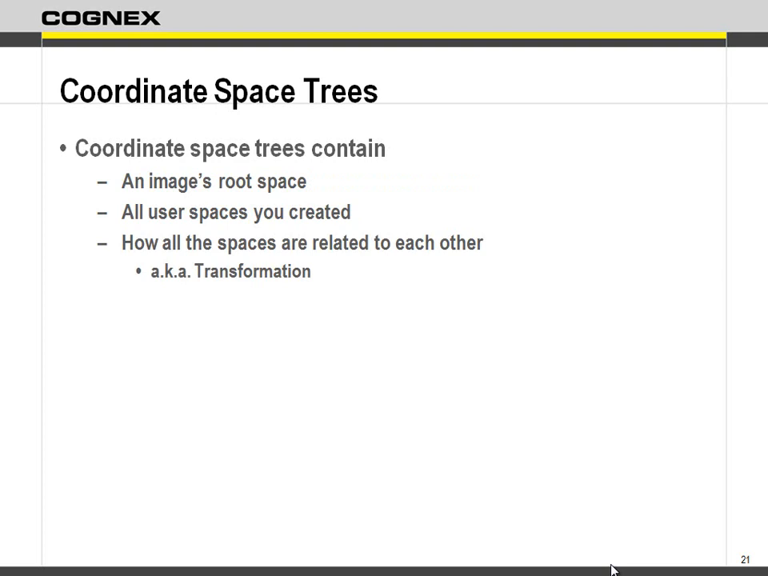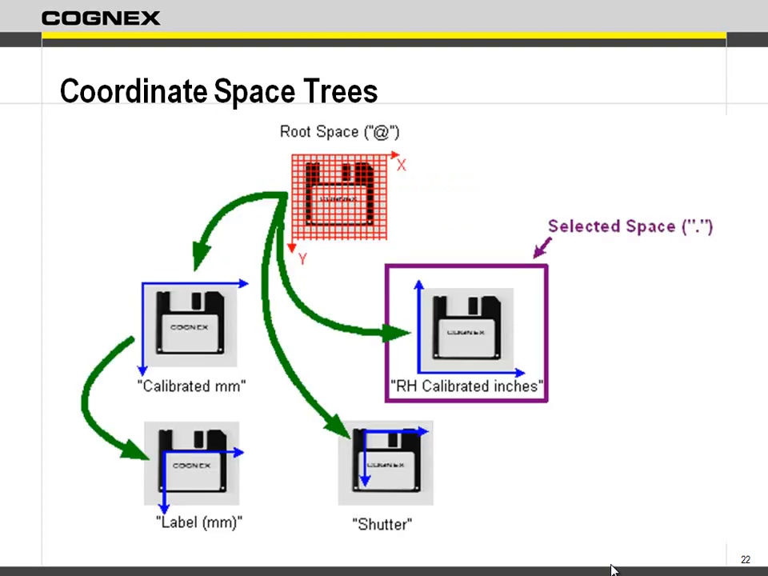Then there's the coordinate space tree. This is when you start creating your own fixturing. So it's always going to start with the image root space. Then it knows the space that you've created, and it knows how they are related to each other. So you have what was acquired by the camera. Then you can go down where you can do a calibration based off the upper left-hand corner, or calibration based off of this label.